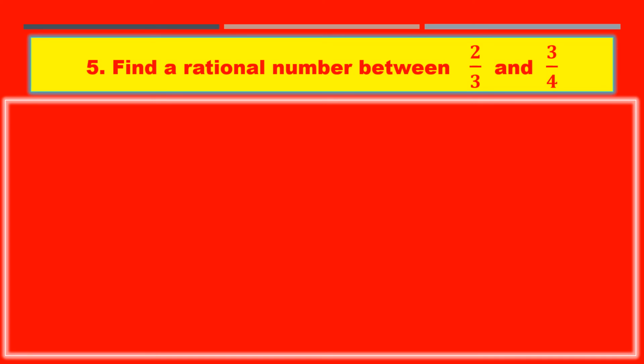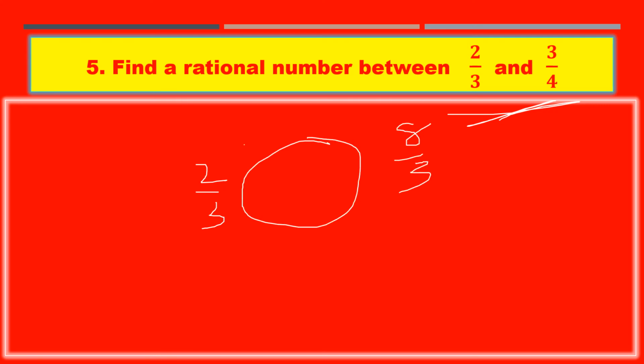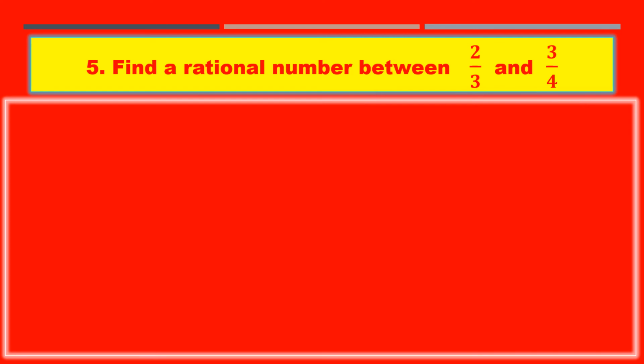So here he gave two different denominators. When there are the same denominators, like 2 by 3 and 8 by 3, then I can write any rational number in between. Suppose like 4 by 3, 6 by 3, 7 by 3, anything I can write. So you can write a rational number directly between any two rational numbers if the denominators are the same.